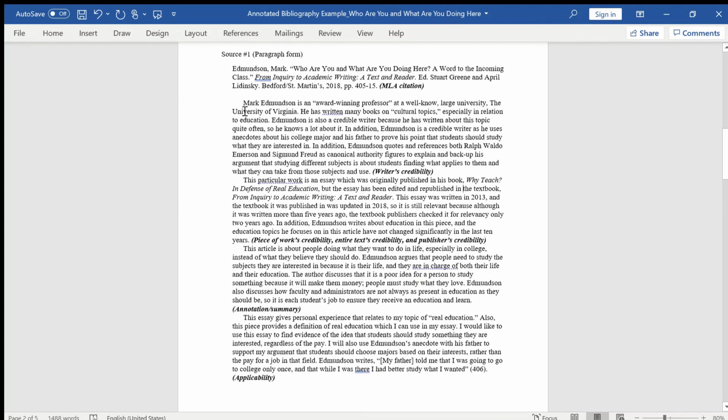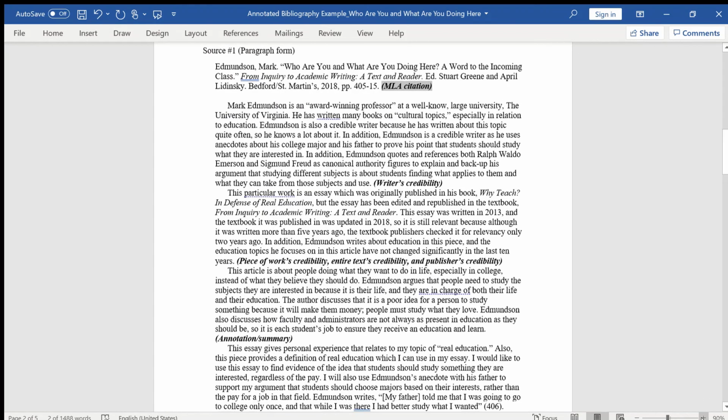Okay, so this first part here, still going to have the MLA citation as it says. Now, this is not going to be in there. This is just for you to see. MLA citation. The first paragraph is about the writer's credibility. I combined everything about the writer that made him credible down into here. This next paragraph I combined to be the piece of work's credibility, the text's credibility, the textbook's credibility, and the publisher's credibility. Anything about that, when it was published, etc.